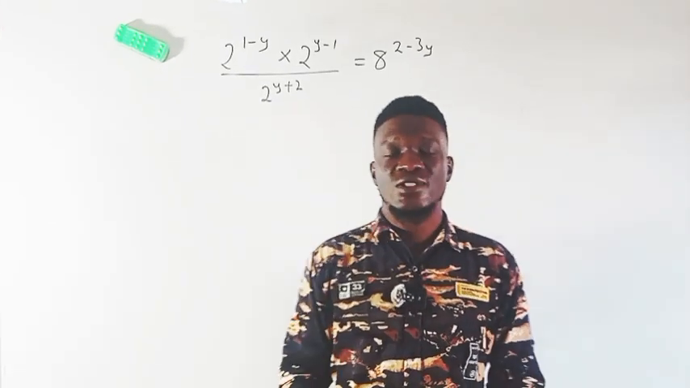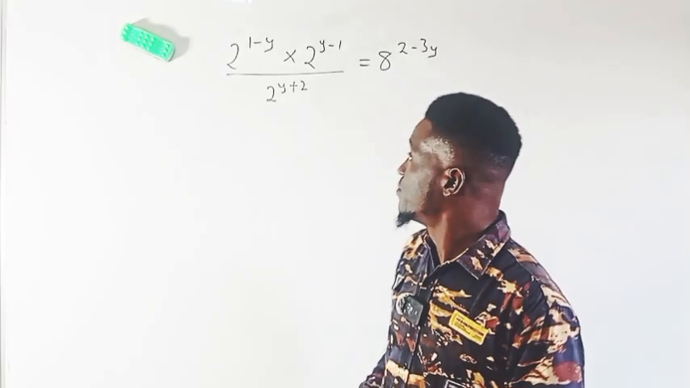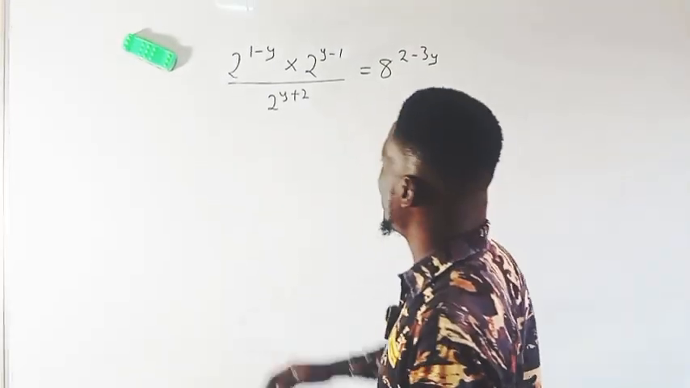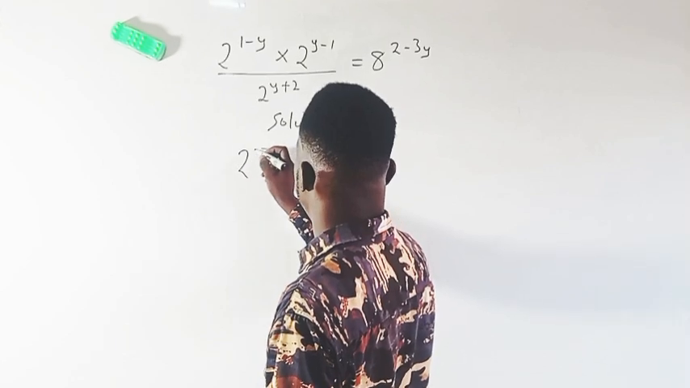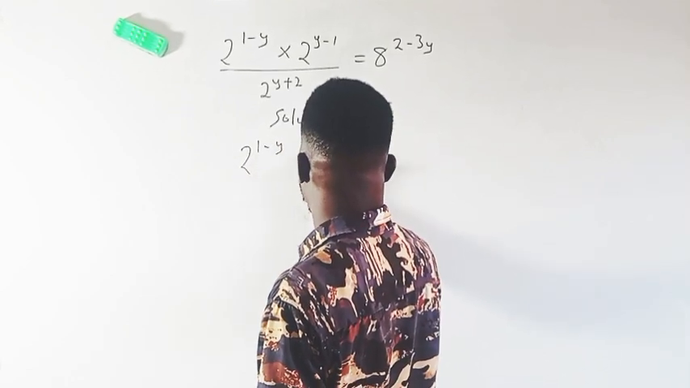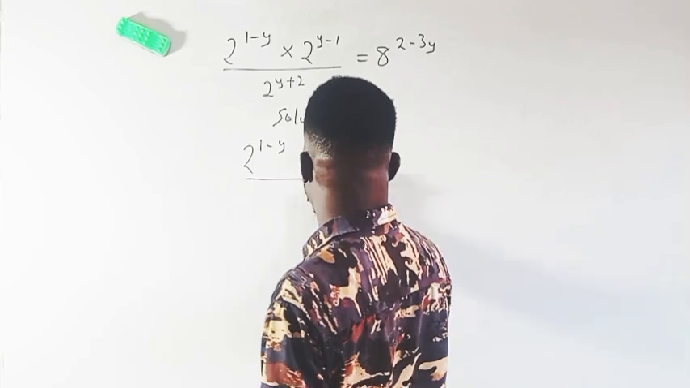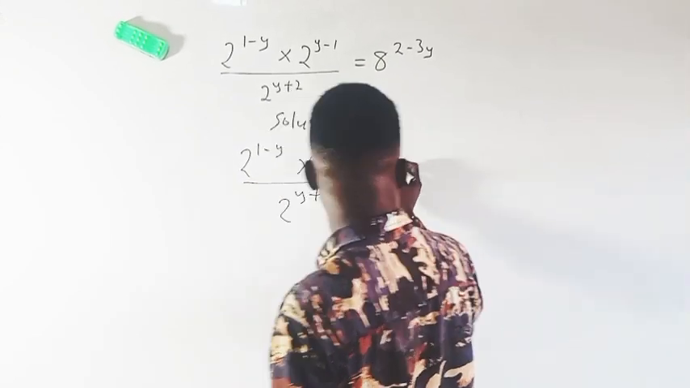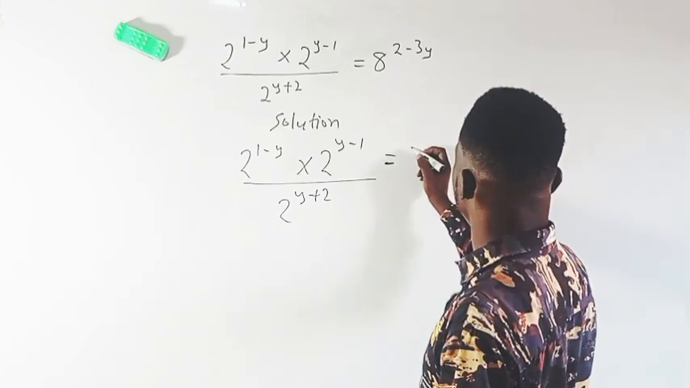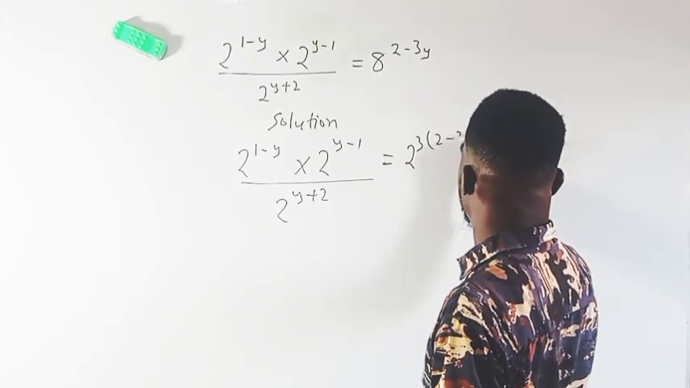In this video, I'm going to show you a step-by-step guide on how to solve for the value of y in this exponential equation. First of all, make sure that all the base numbers are prime numbers. So I say 2 raised to power 1 minus y times 2 raised to power y minus 1, everything over 2 raised to power y plus 2 is equal to 2 raised to power 3 brackets 2 minus 3y.